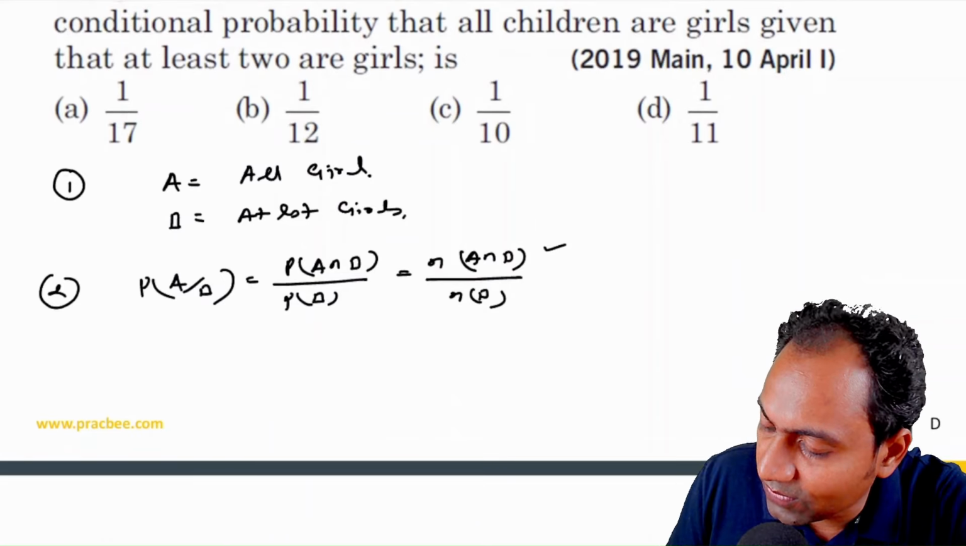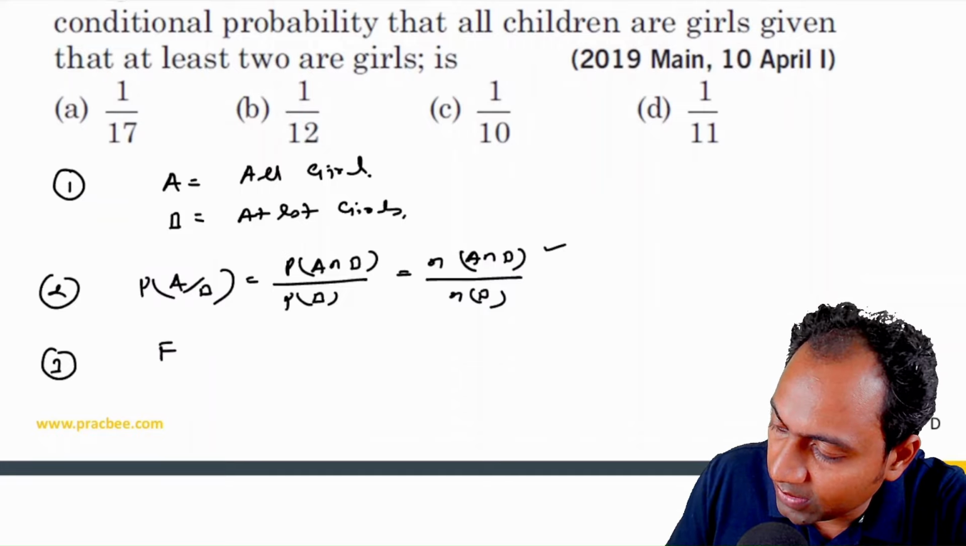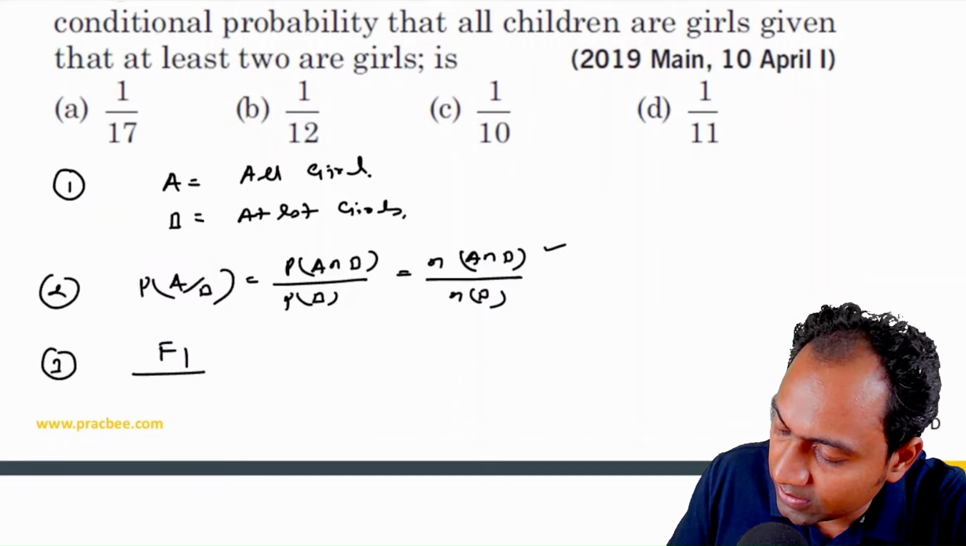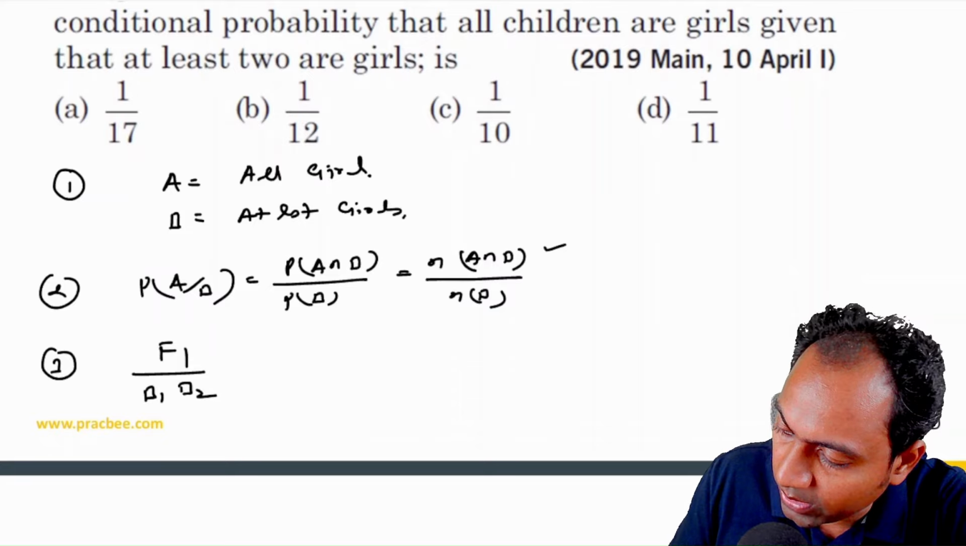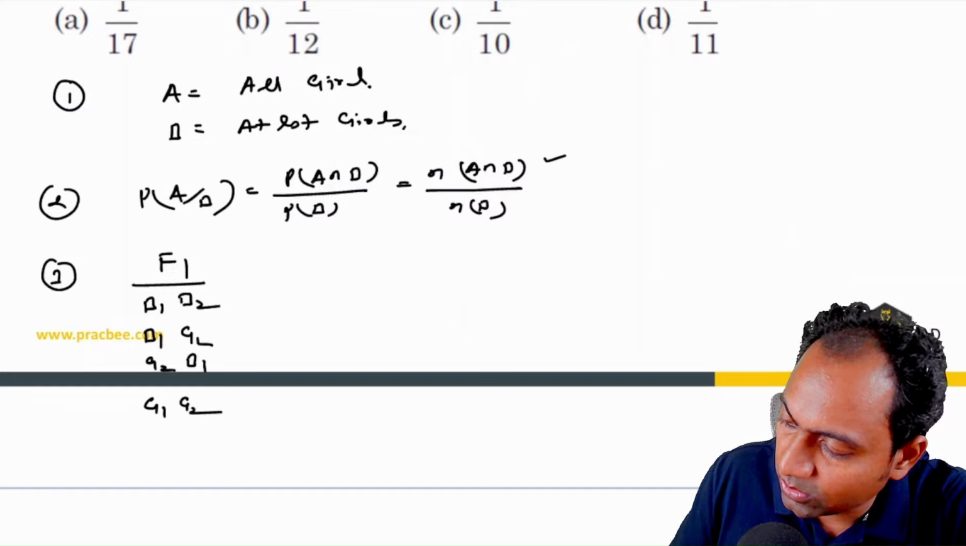Now for doing this, we will have to write down the cases. So if I take family 1, what are the possible cases? Boy 1 and boy 2 are both boys. Boy 1 is there but girl 2 is there. Girl 1 is there but boy 2 is there. And then girl 1, girl 2 is there.